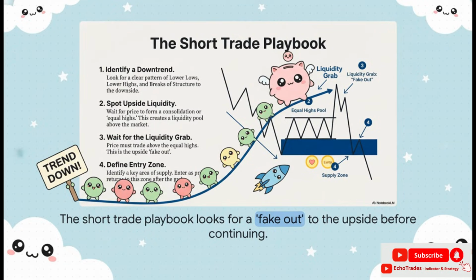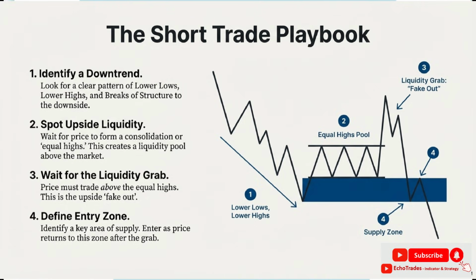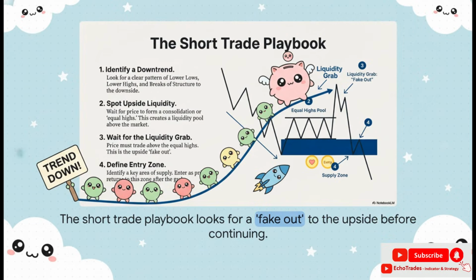The diagram for the short trade shows this beautifully. We've got our downtrend, the market creates a pool of equal highs, price briefly pops up to grab that liquidity, and then we're looking for our entry up in that supply zone, the area of selling pressure where the last big downward move came from, so we can ride the trend down. Same logic, just upside down.